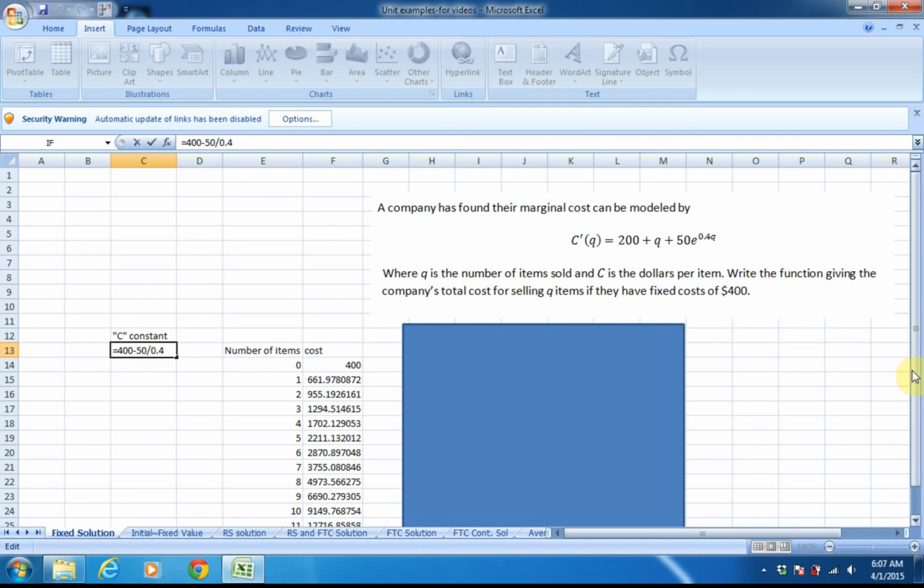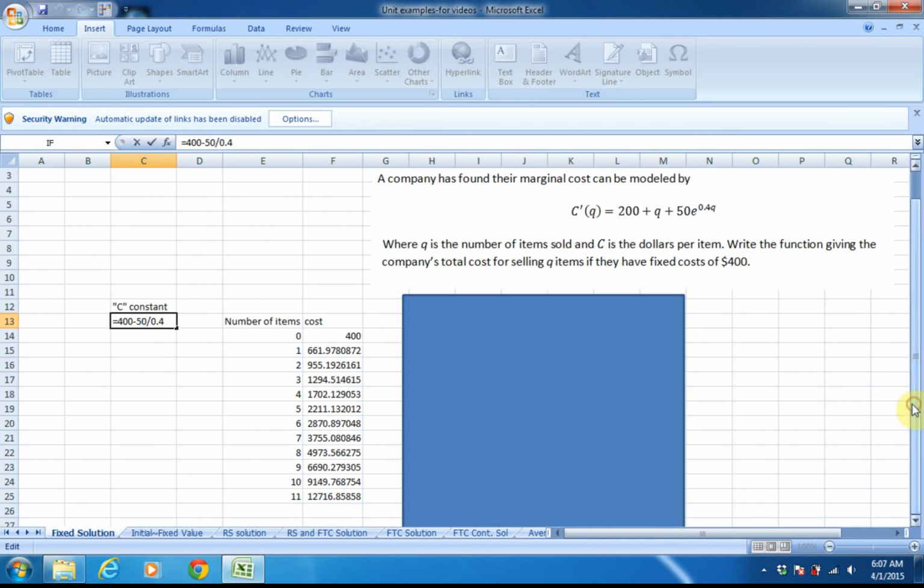Well, the rest of this now is very straightforward. We didn't really have to do much more with it. All we needed to do was think about what our costs are. So what you can do is, looking in these columns now, you can see fixed costs, 0 are sold, I have $400 fixed costs. If one item is sold, 661, all the way down. Go back and do some of these on paper. It'll help.